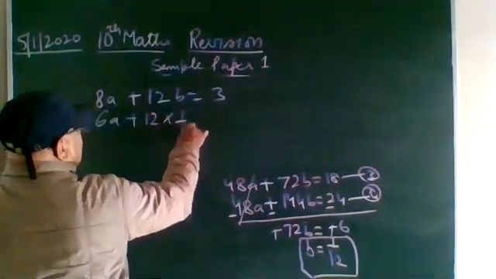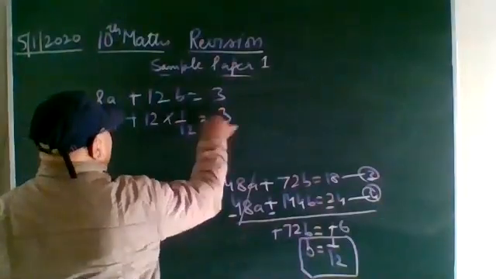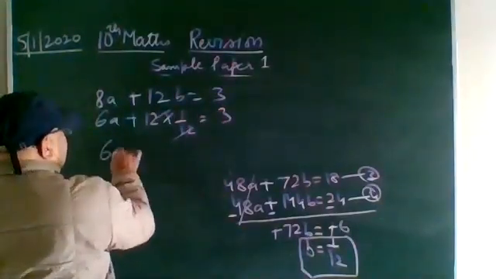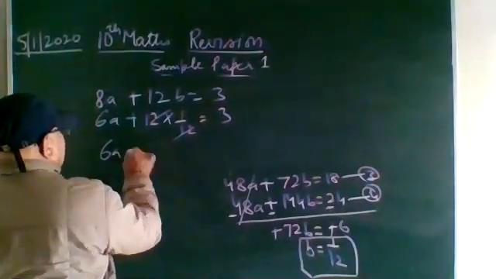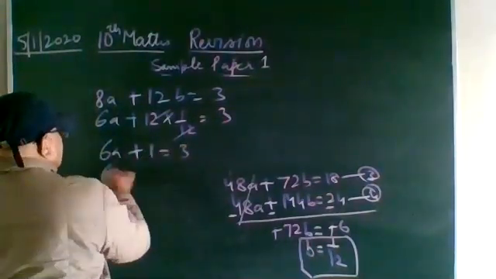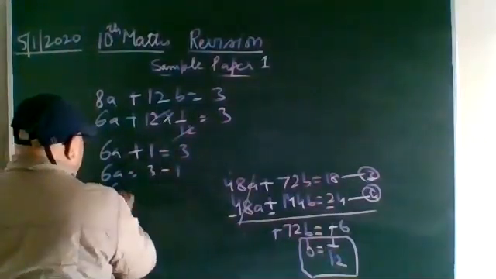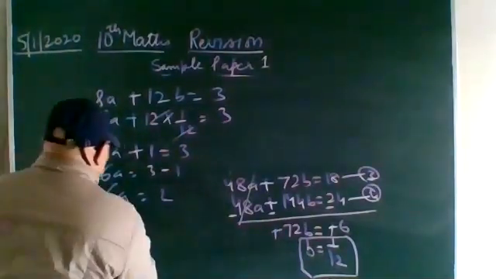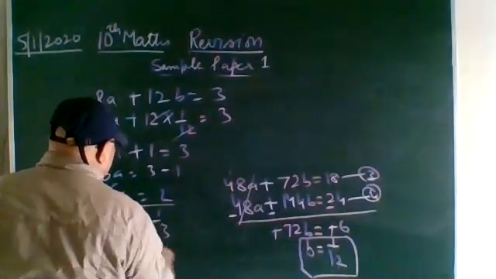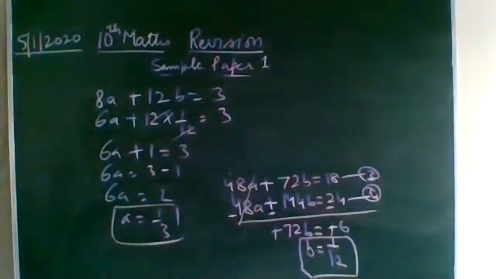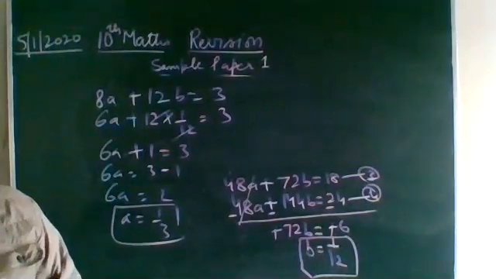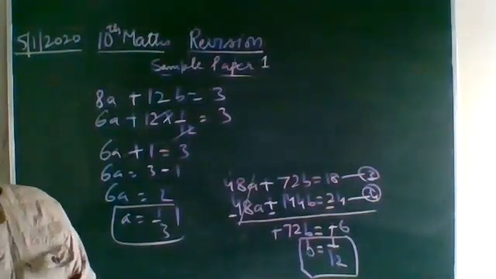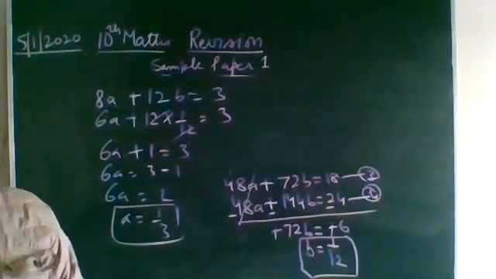Now b is 12 equal to 3. This cancels. 6a equal to 3 minus 1. 6a equal to 2. A equal to 1 by 3. A equal to 1 by 3 is the value of A. Now, after this A, what is there?